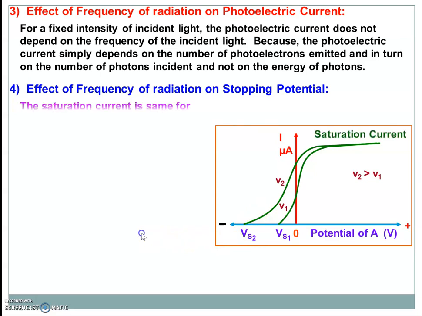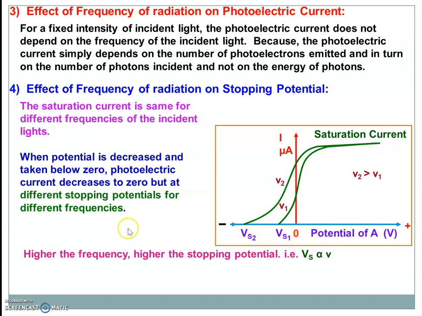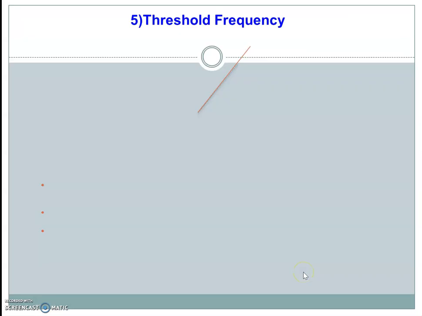In this way, we can say higher the frequency, higher will be the stopping potential, or Vs is directly proportional to nu.